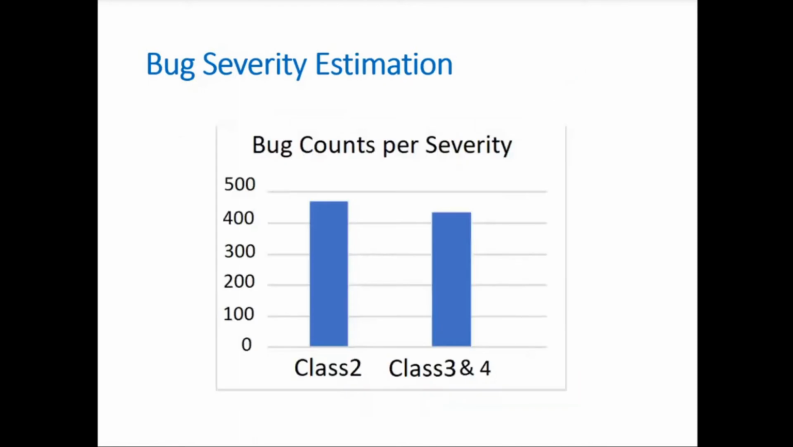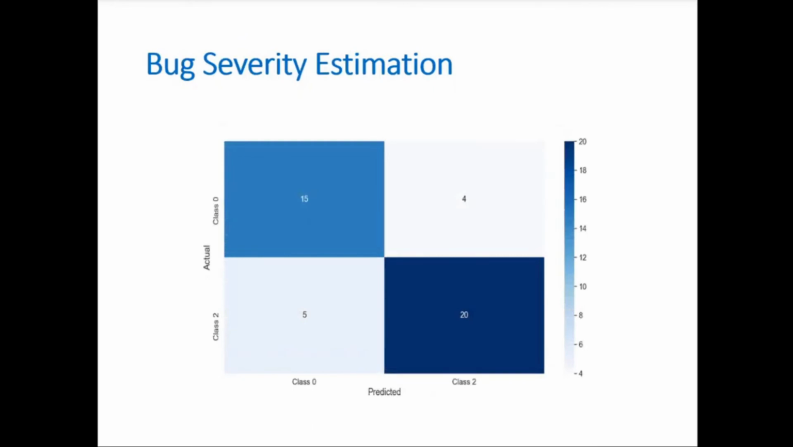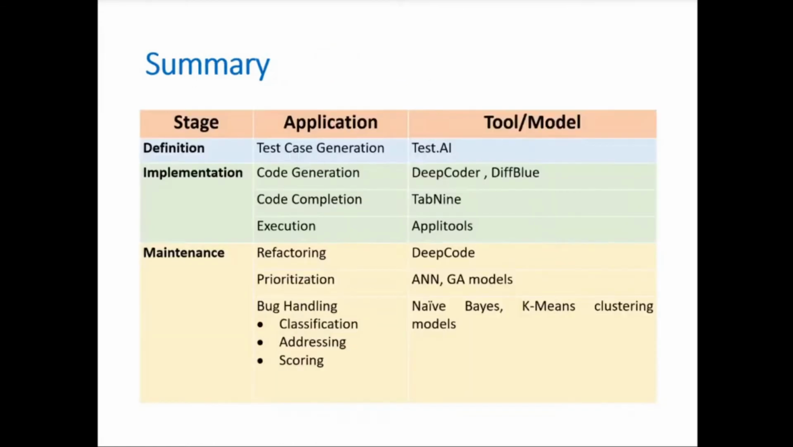So now the distribution is like this. This one is much more balanced in the distribution of the bugs. And this time the confusion matrix is looking like this. And the overall accuracy is 82%. And this was the result for my case study.